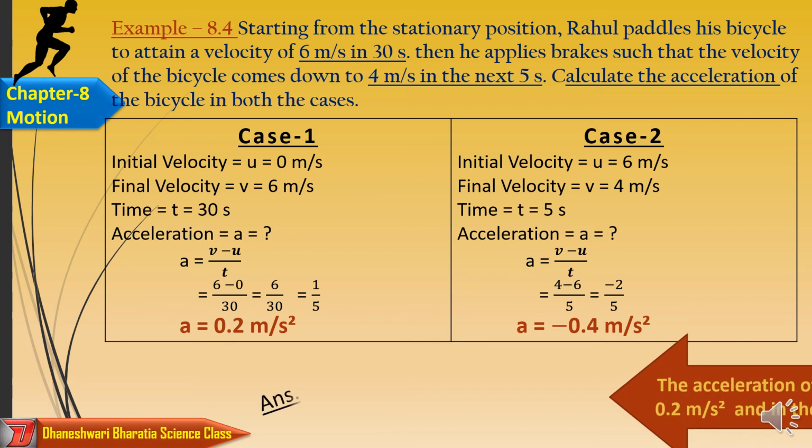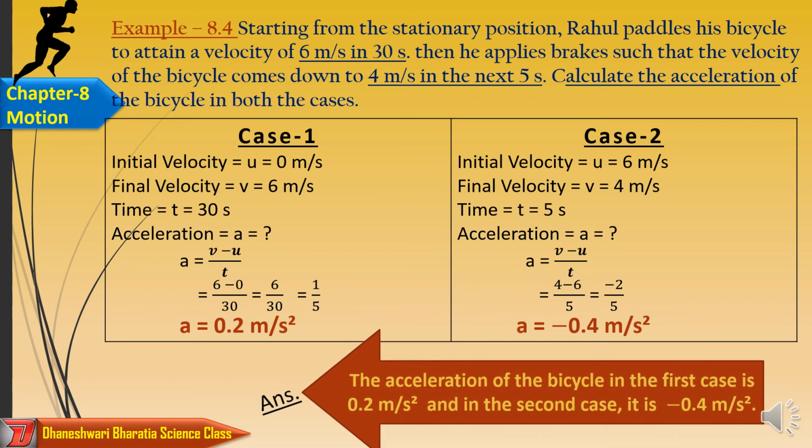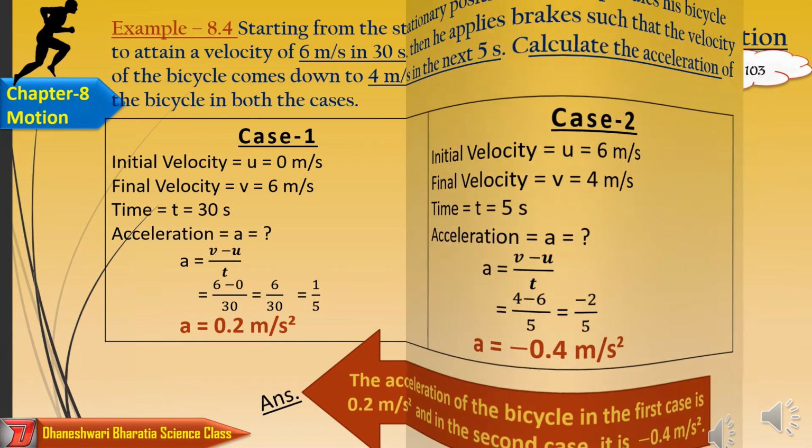And as you know, you have to write the answer. The acceleration of the bicycle in the first case is positive 0.2 meter per second square, and in the second case it is negative 0.4 meter per second square. Am I clear? Let us move further.